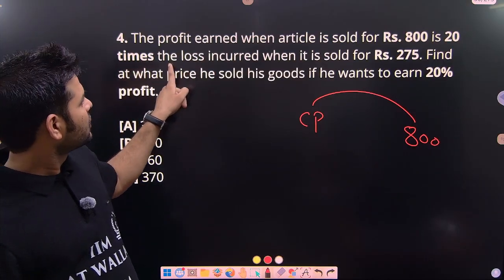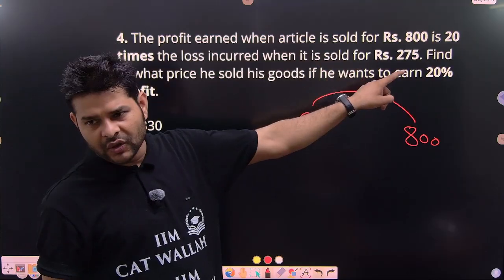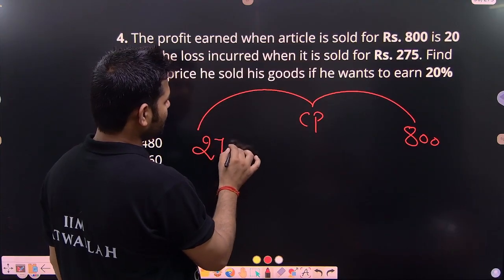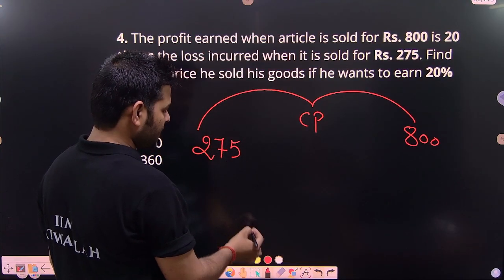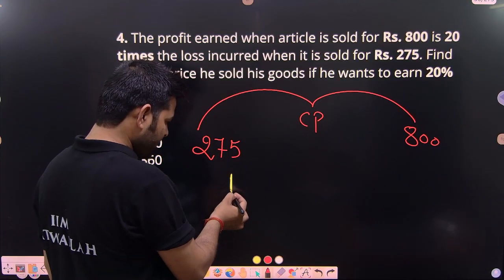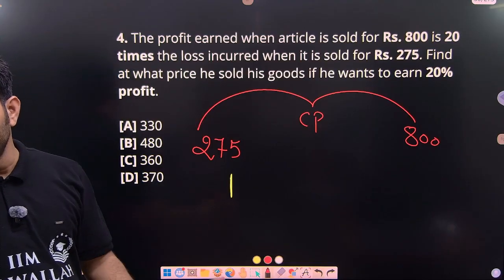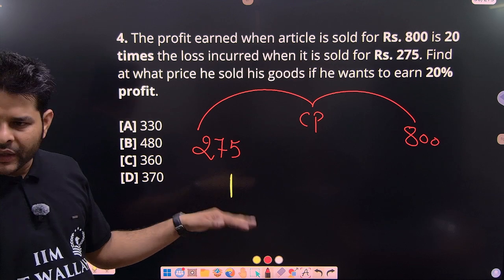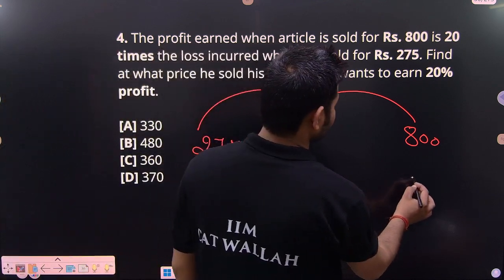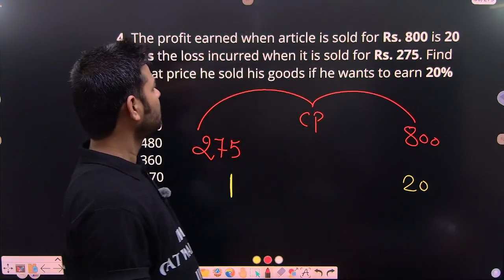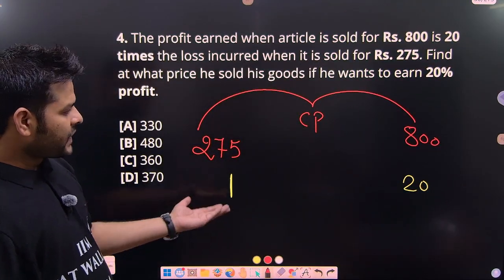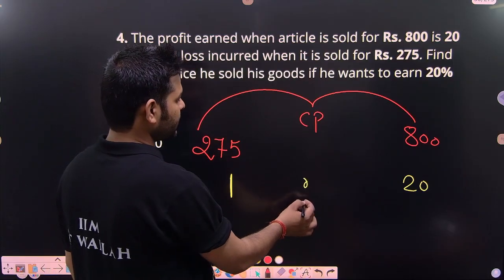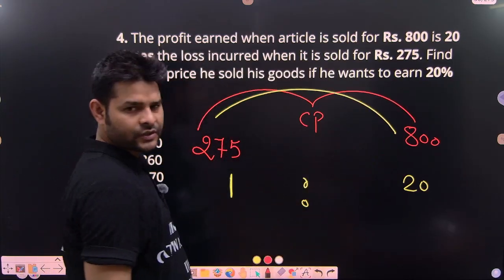Then the loss is incurred when the article is sold for rupees 275. So basically, if the article is sold for rupees 275 and there is a loss of rupees 1, then the profit would be 20 times. What would be 20 times of 1? 20 exactly. So always you need to distribute the difference in the ratio 20:1.